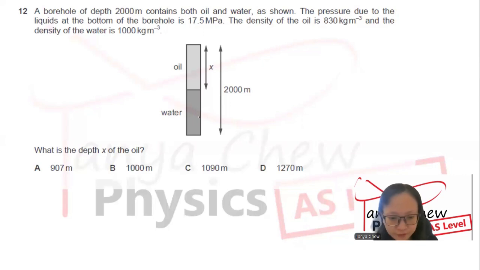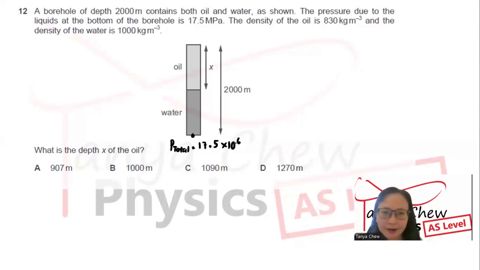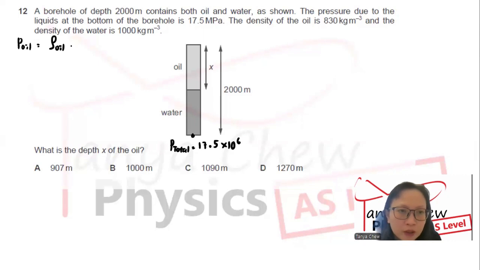The information given here is the total pressure, right? Total pressure is given as 17.5 times 10 to the power of 6 Pascal. Mega represents 10 to the power of 6. Pressure of the oil will be density of the oil times g times height of the oil occupied. So height of the oil occupied will be X.